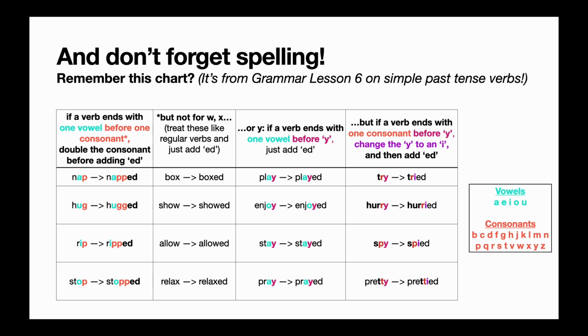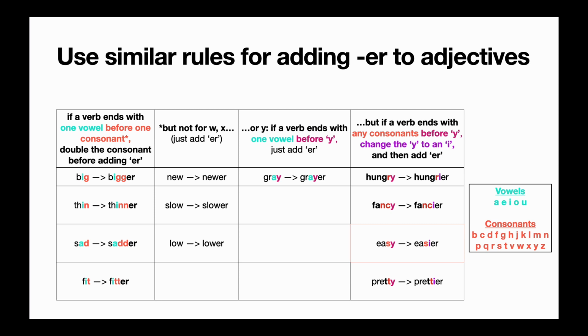So why am I bringing up this chart right now? Well, we are going to use a very similar chart for how to add ER to the end of adjectives. So just like with adding ED, if there is one vowel before the consonant at the end of a word, you have to double it. So big becomes bigger. You have to add 2 G's. And thin becomes thinner with 2 N's. Sad becomes sadder with 2 D's.